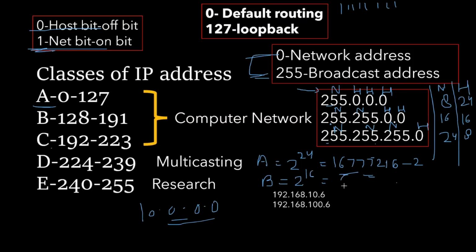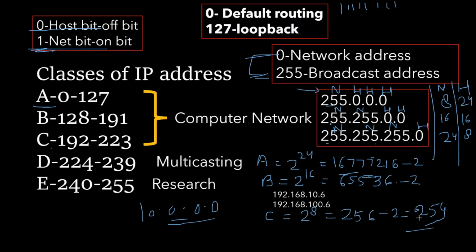Right, so that value will be 65,536 minus 2, so that many hosts we can connect in a single network of class B: 65,534. Then class C, so 2 power 8, that is 256 minus 2, 254. That many PCs we can connect in a single network of class C.